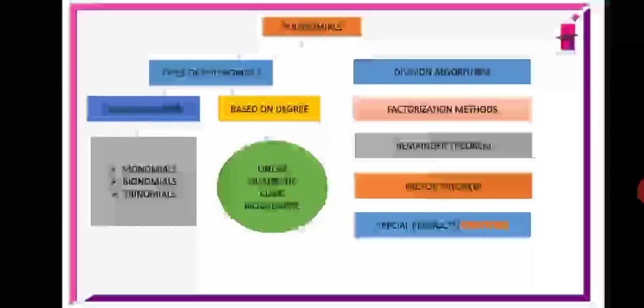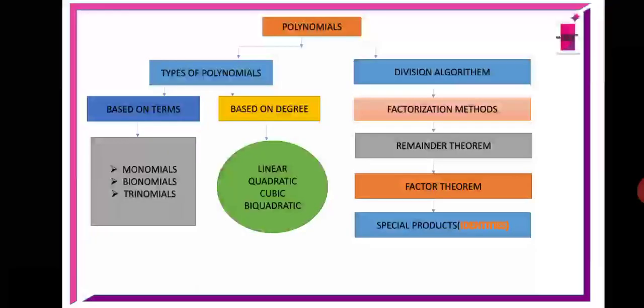Types of polynomials: there are two classifications, based on terms and based on degree. Based on terms, you can see monomial, binomial, trinomial. Based on degree, linear, quadratic, cubic, biquadratic polynomials. Whatever you have in this chapter, you have the division algorithm, factorization methods, remainder theorem, factor theorem, and some special products.